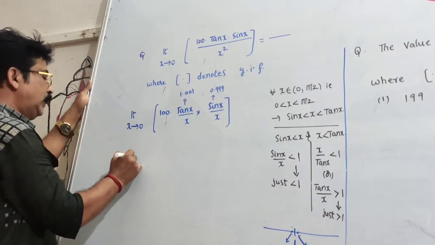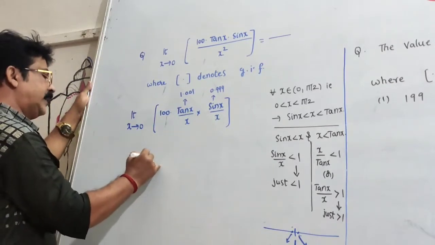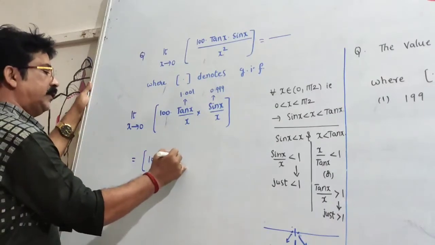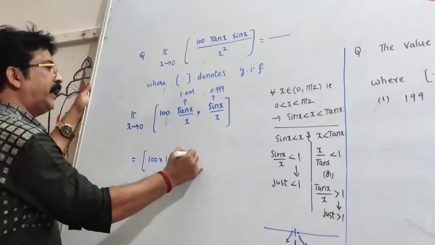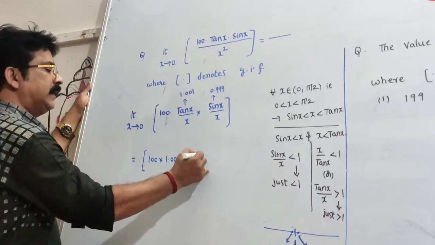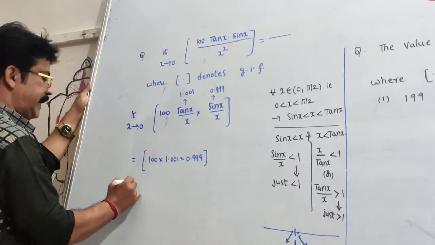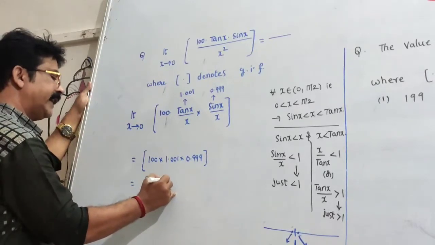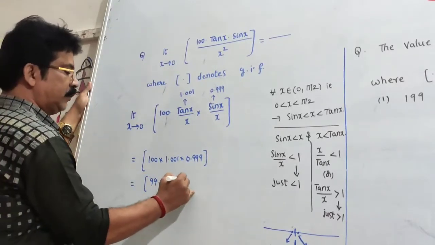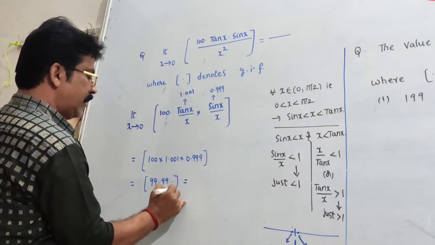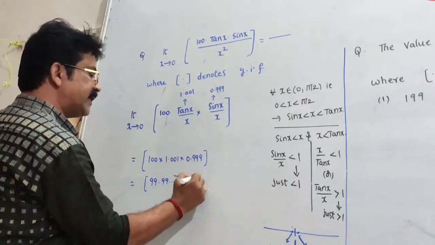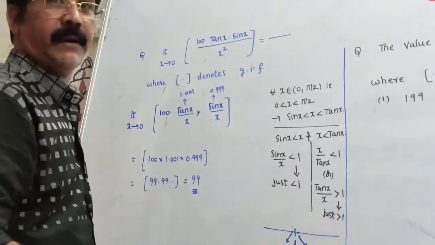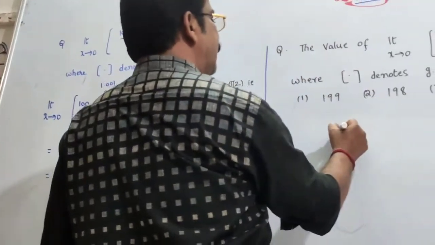So that is equal to, we can take it as box of 100 into 1.001 into 0.999. So clearly it can be 99.9999 something like that. So box of 99.9999, box will take only the integer part, that is equal to 99. Next you come here. Next, same model question.